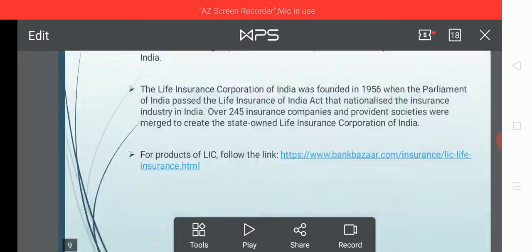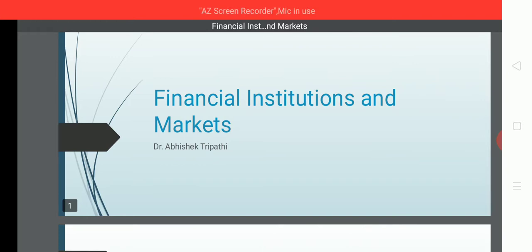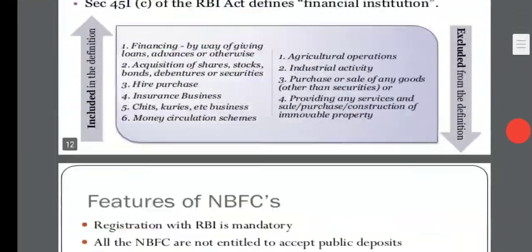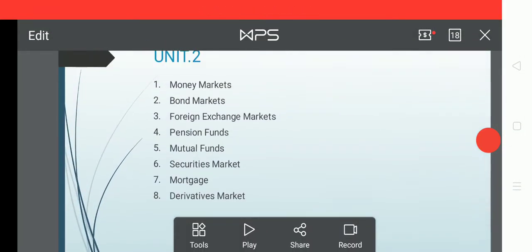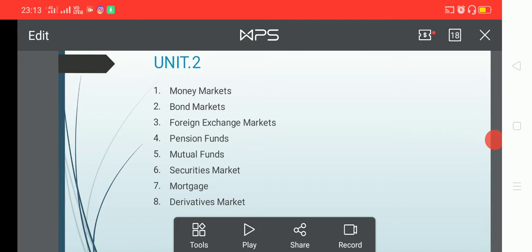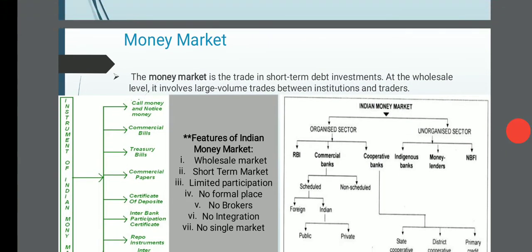The Banking Specialization, Master of Business Administration, 4th semester, subject Financial Institutions and Market. We already completed Unit 1 video. We are going with Unit 2 now. Unit 2 covers 8 topics: money market, bond markets, foreign exchange market, pension funds, mutual funds, securities market, mortgage, and derivatives market. Money market. Money market is a trade in short term debt investments.